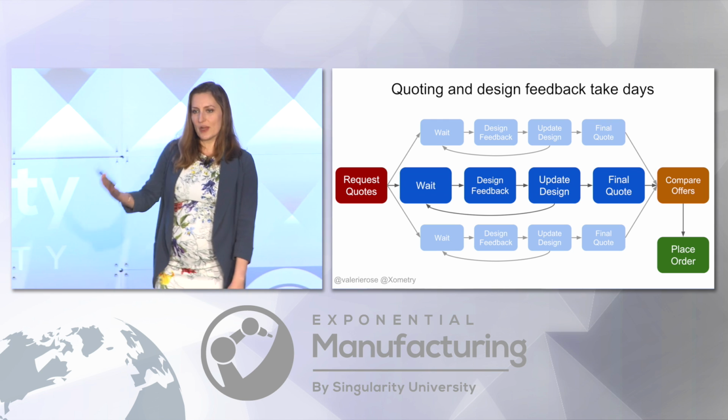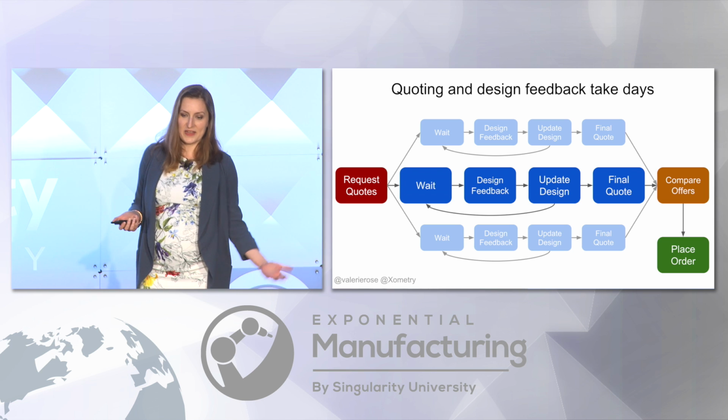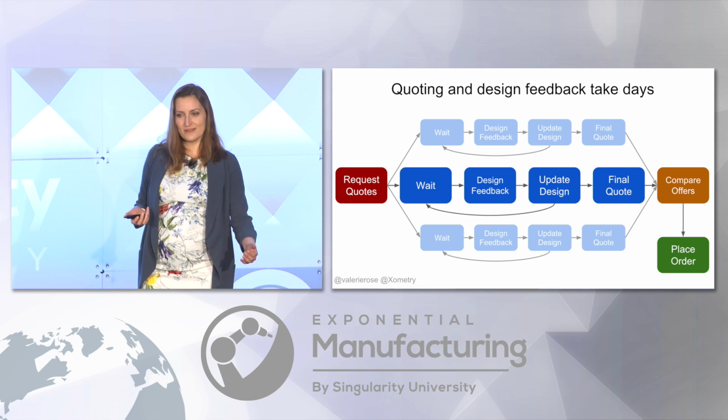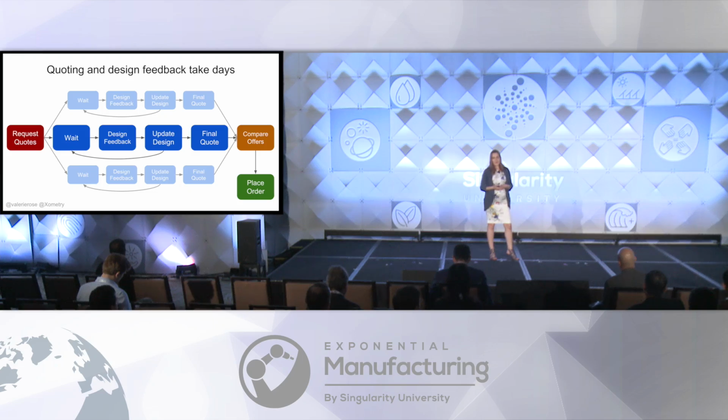So the machine shop requests that you make updates to the design. So you do that, send it, wait again. And that can go on a few times. Finally, you receive a final quote. And by the way, if you want competitive bids, you're sending these RFQs to multiple facilities, going through this process with multiple facilities all at once. Receive your final quotes and compare offers, and finally place your order. And all of this adds days or weeks to the product development lifecycle.